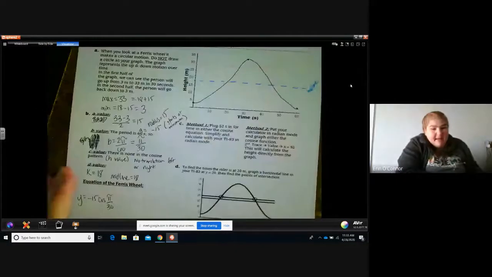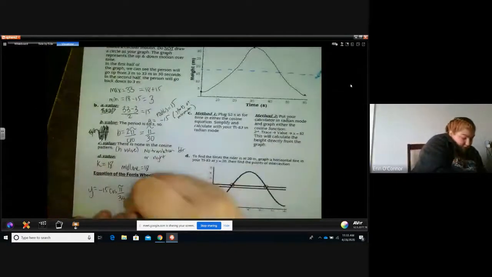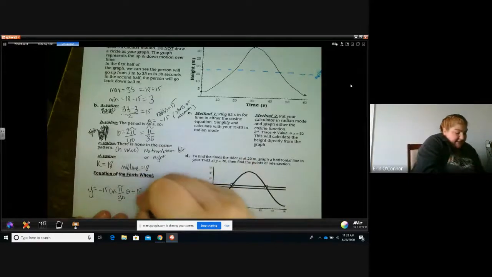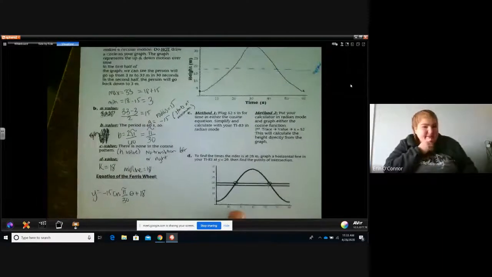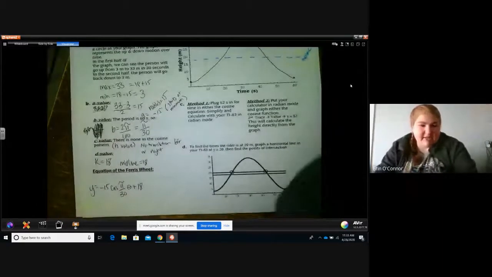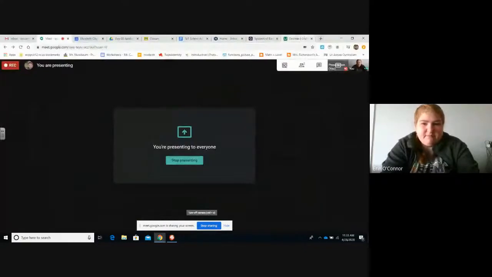Sorry, Bug. And then you do theta or x, either one is fine, plus our k, which is 18. So that is our function right there. And we can put that into Desmos. And I'm going to do that now to make sure that this looks like what we're supposed to have.